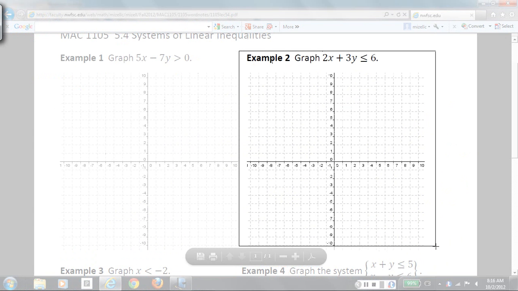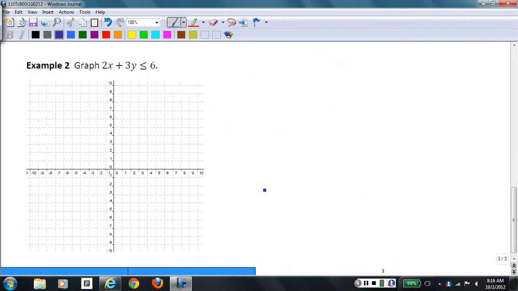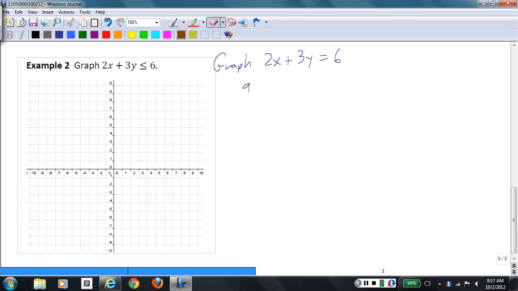Example 2, a little bit different, I think, insofar as coming up with the graph of the boundary line. 2x plus 3y is less than or equal to 6. So we want to graph the equation 2x plus 3y equals 6 as a broken or solid? Solid boundary line.